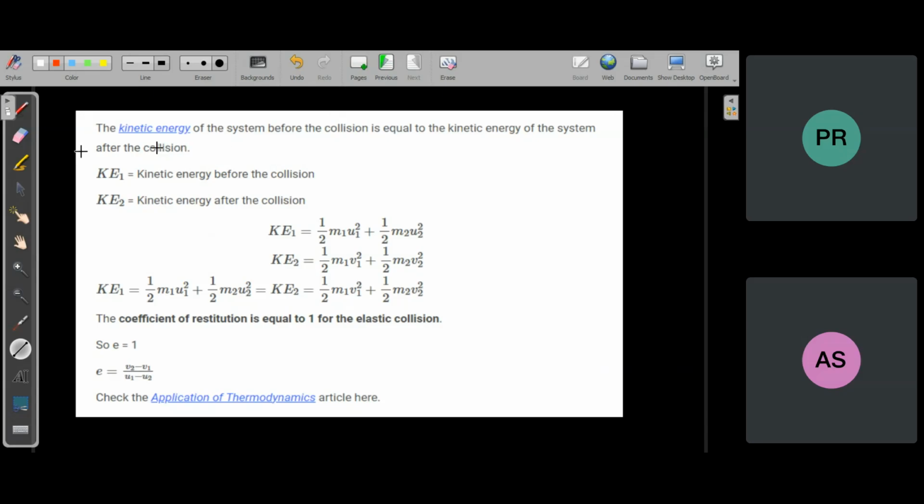Here you can see it is clearly written that kinetic energy of the system before collision is equal to kinetic energy of the system after collision. Nowhere will you see that they write kinetic energy is conserved.